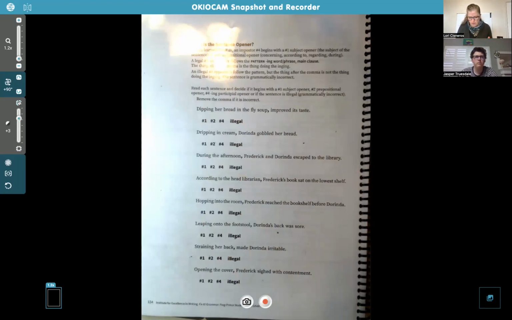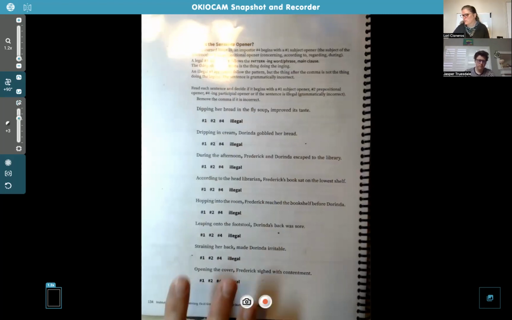If the sentence begins with concerning, according to, regarding, or during, it is a prepositional opener, and that's when you use a comma only if there's 5 words or more. Remember, if it's a short one, like if it's only 3 words, you don't need a comma. If the sentence is an ing opener, make sure the thing after the comma is the thing doing the inging. That's probably the easiest one to spot.